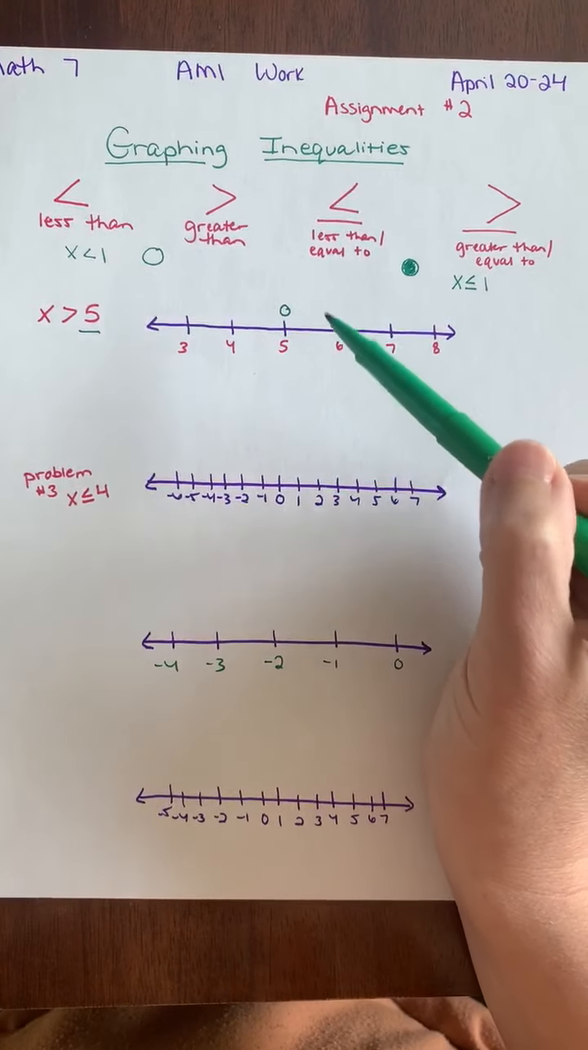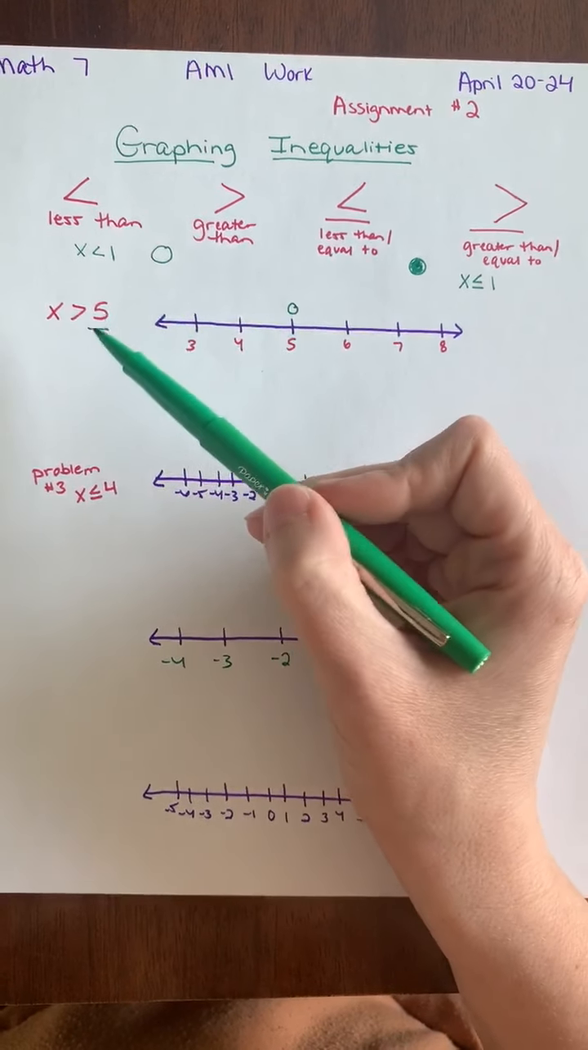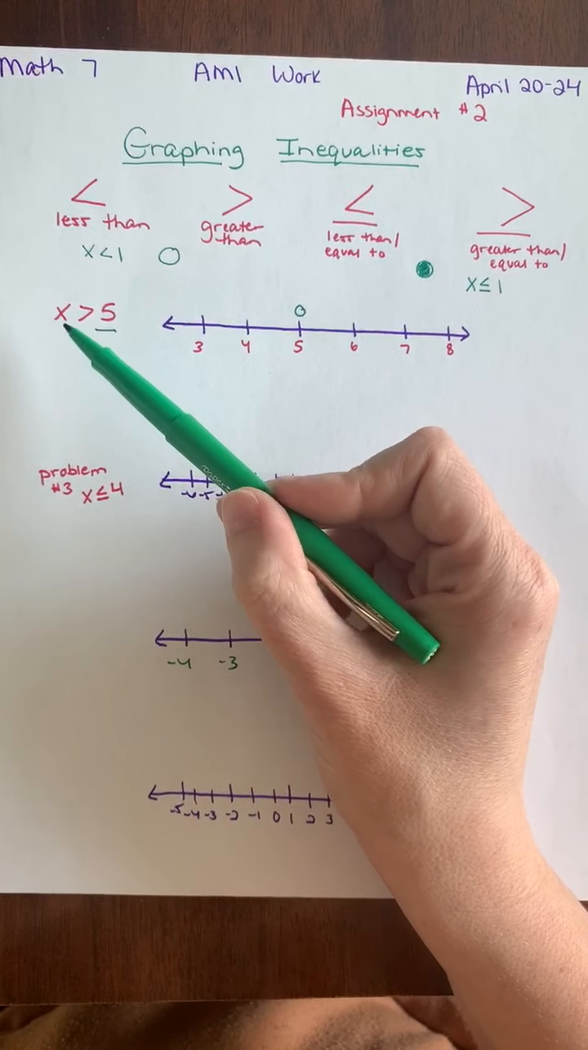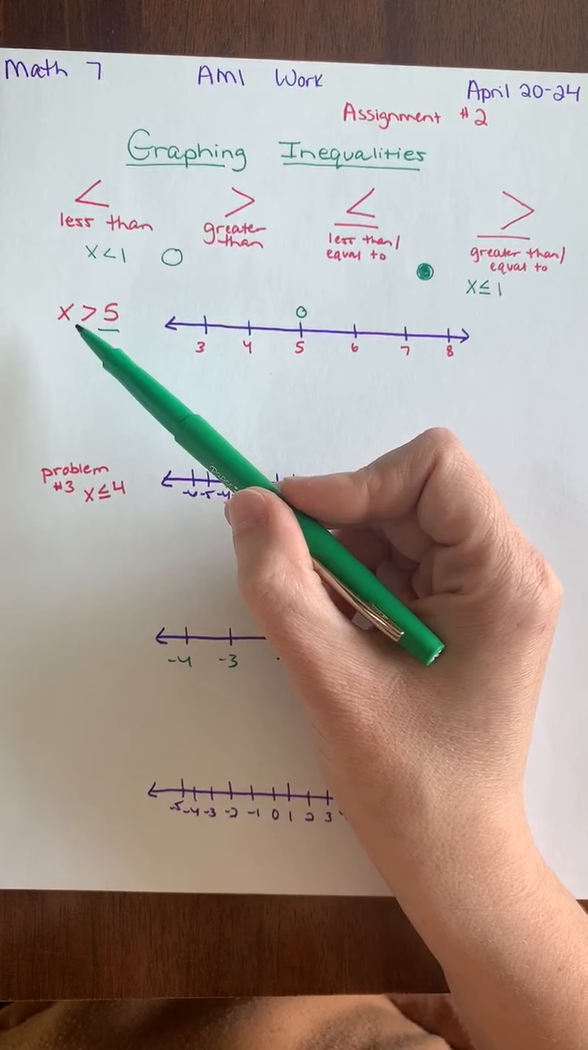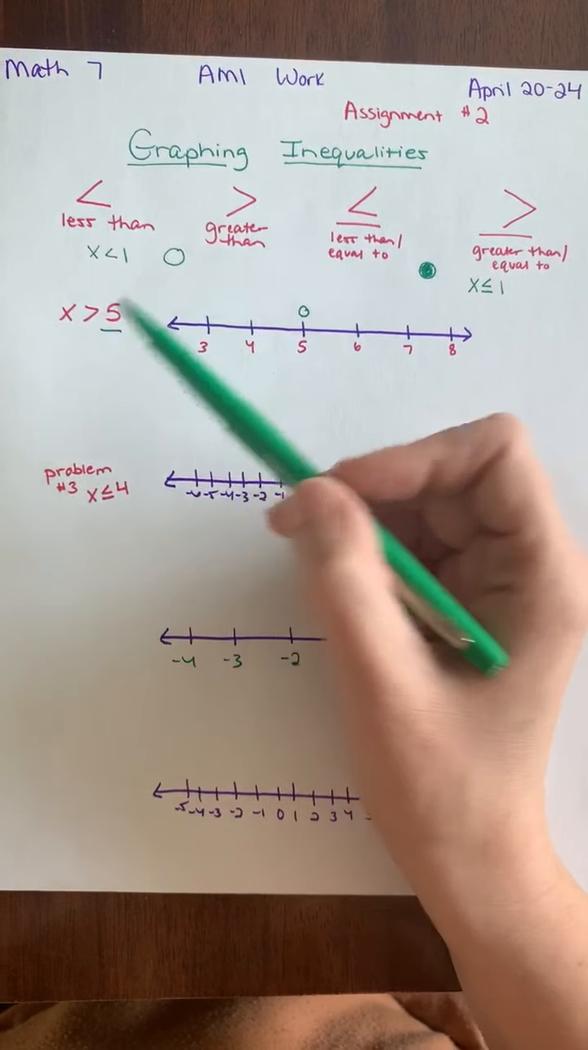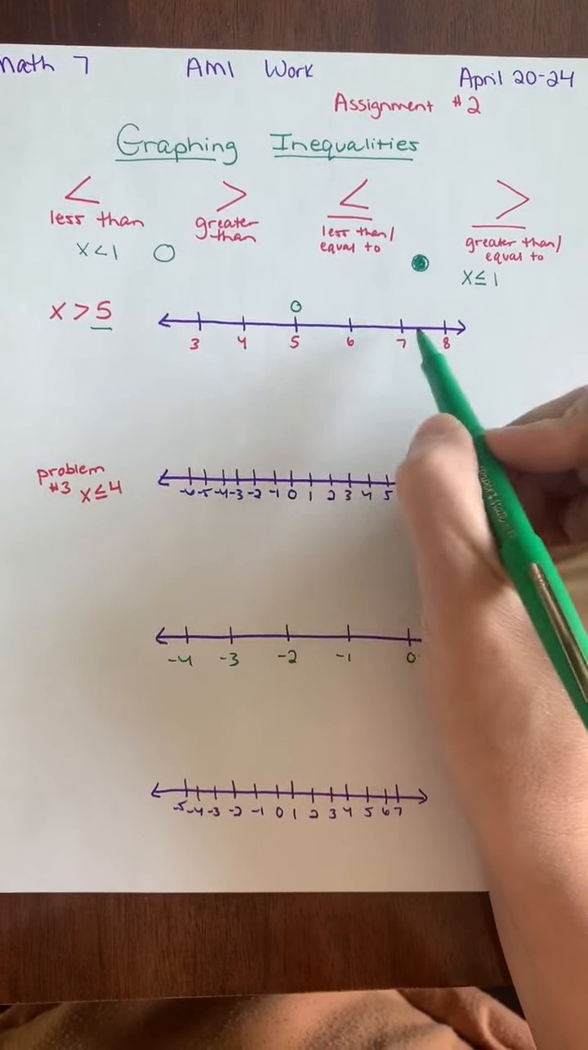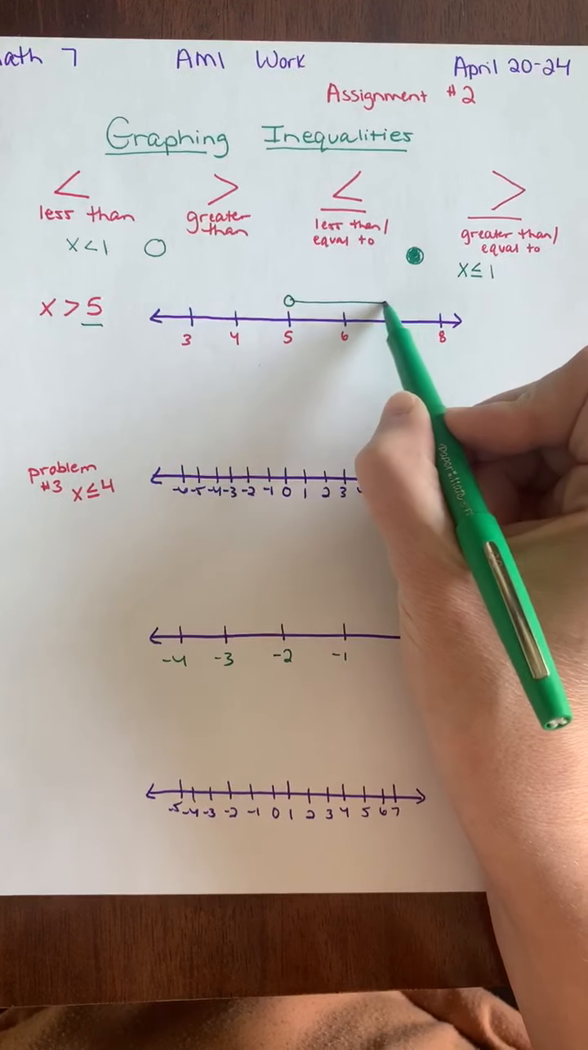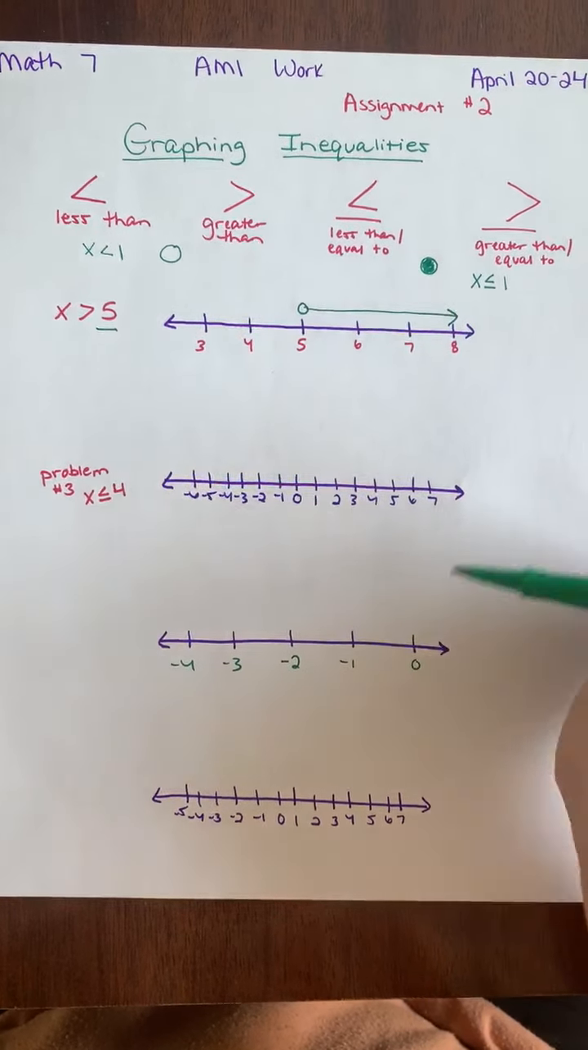And then I'm going to shade or draw my line in the direction that makes this statement true. So I'm going to draw my line for the numbers that are greater than 5. And over here, 6, 7, and 8 are greater than 5. So my arrow will go in that direction.